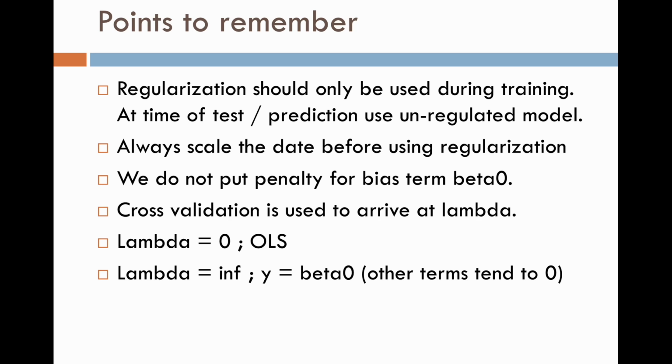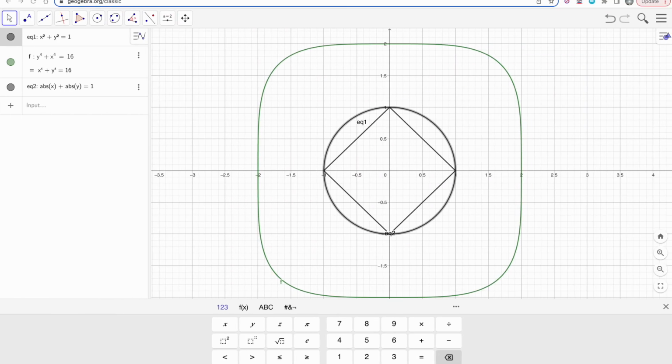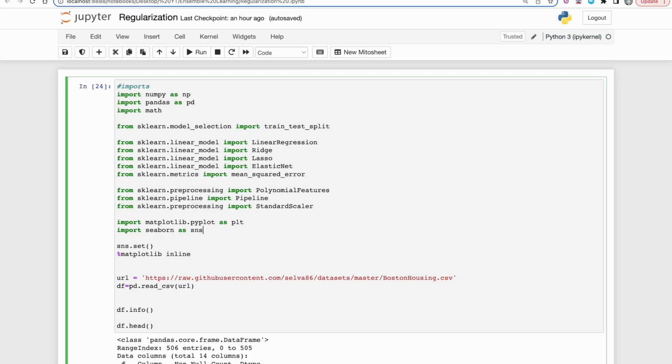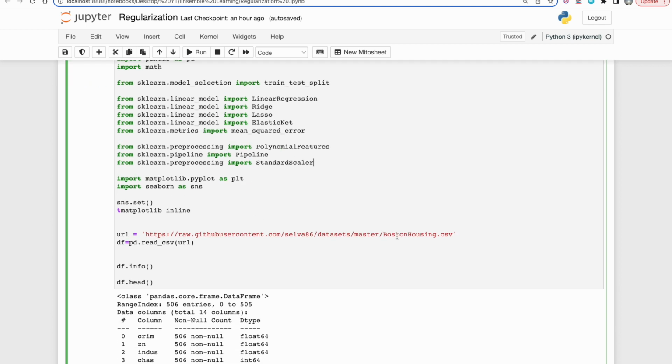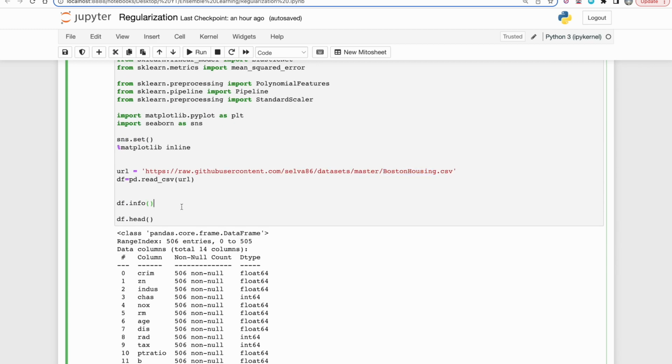Let's jump on to the Jupyter Notebook and see how we can make it work with scikit-learn. This is my regularization Jupyter Notebook. We are importing scikit-learn packages. Scikit-learn has APIs for Ridge, Lasso, and ElasticNet. ElasticNet is nothing but a combination of Ridge and Lasso, so as long as you understood L1 and L2, you should be good. We import a bunch of packages, and we have imported our Boston housing data set, which I found on GitHub and downloaded.